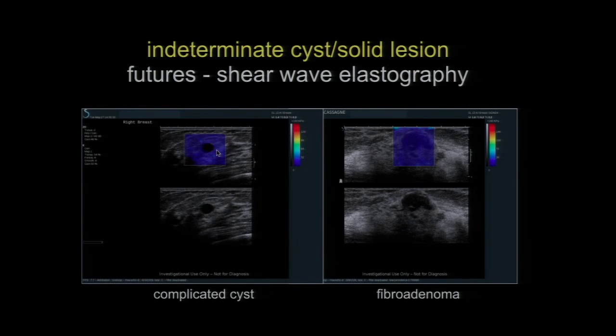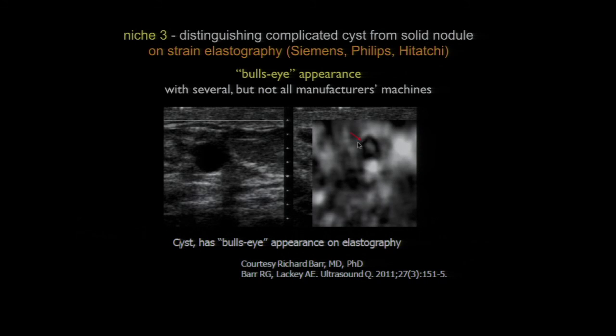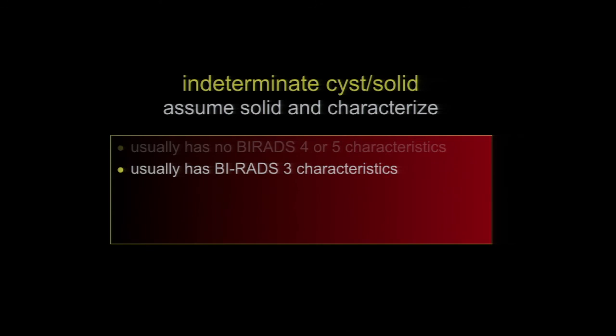This is elastography. This is a cyst. This is not. Fibroadenomas look blue on shear-wave elastography. On the GE elastography, you look for the trilaminar blue, red, green appearance. And on Siemens and Philips, I don't know, what does Toshiba show? Blue, red, green? Okay. On some machines in grayscale mode, you get this targetoid appearance for cysts. So there's various ways that elastography can help you tell a complicated cyst from a solid nodule.